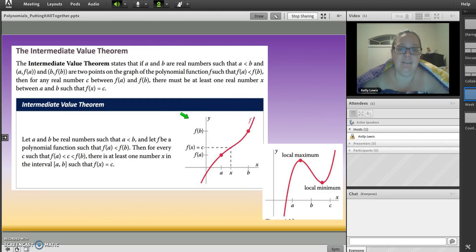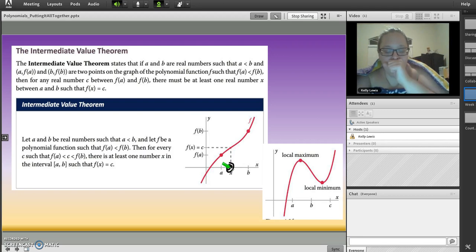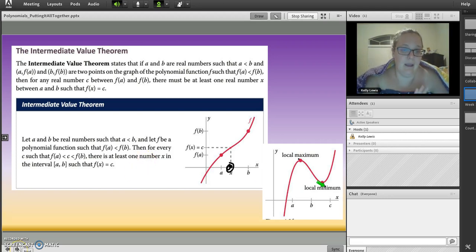All right, intermediate value theorem. Okay, there's 2 ways we can use intermediate value theorem. We can use it for a 0, like an x-intercept, or we can use it to find a maximum or a minimum, like to see if there's a maximum or a minimum. We're going to use it for the x-intercepts, and I'm going to explain it as we do a problem.